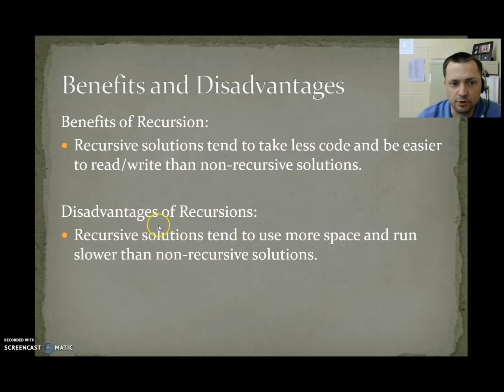The disadvantages of recursion are that recursive solutions tend to take more space, so it's going to use more of your computer's memory, and it tends to be slower than non-recursive solutions. Usually there's a trade-off. If something takes a lot of space, it's fast. If something's fast, it uses a lot of space. Recursion is just across the board bad. It wastes a lot of space, and it runs really slowly. So you're like, why would we ever do it?